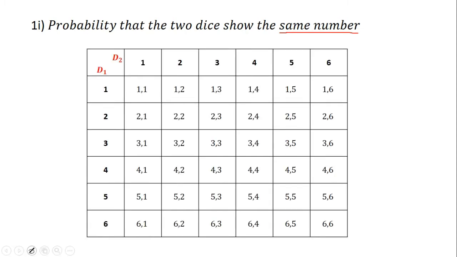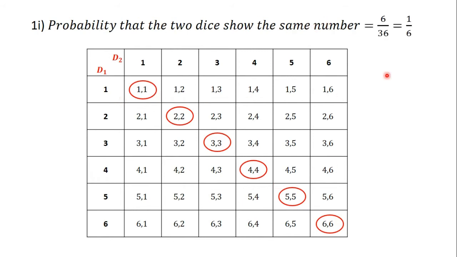So we are going to look for the members with the same number. They are 1, 1, 2, 2, 3, 3, 4, 4, 5, 5, and 6, 6. We have 6 of them. So 1, 2, 3, 4, 5, 6. It means that the number of members in this event is 6. So the probability is 6 divided by 36. And when you simplify this, you are going to have 1 divided by 6.